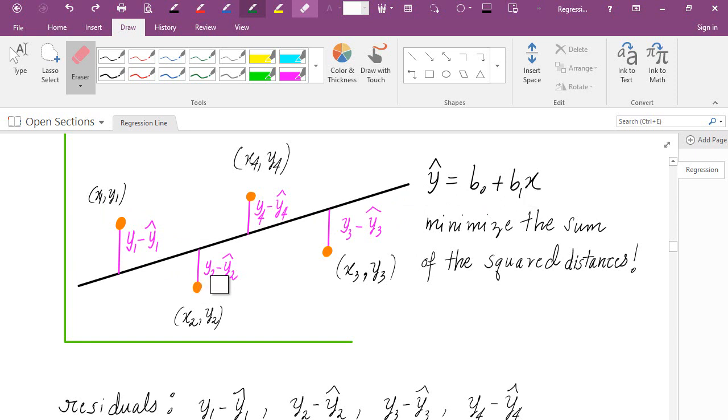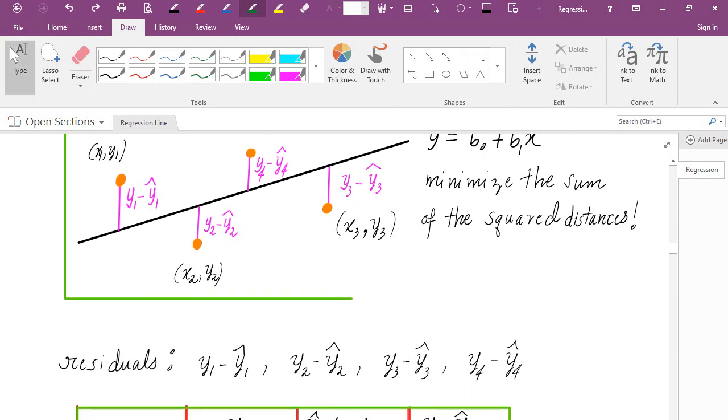Similarly, here again, y2 is the value of y from the data set, and y2 hat is the value of y obtained from the equation of the fitted line when the x value is x2, and so on. So these are the errors, or the distances from the data points to the fitted line, and these are called residuals. So the residuals are y1 minus y1 hat, y2 minus y2 hat, y3 minus y3 hat, and y4 minus y4 hat.